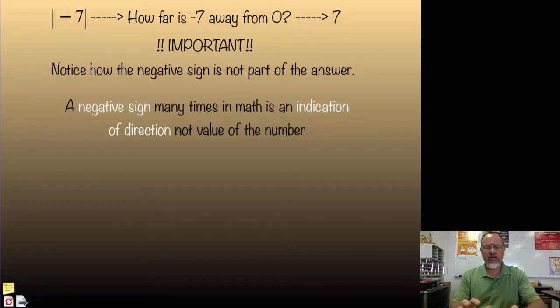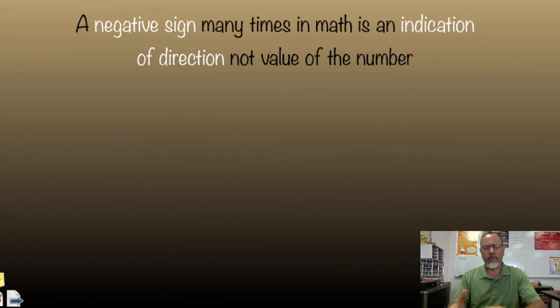Now, let's talk about this negative sign. This is going to be very important later on when we look at adding these numbers and doing some other things. A negative sign can indicate many things. However, many times in mathematics, a negative sign is going to indicate the direction, not the value of the number. It doesn't affect the size of the number. In other words, it doesn't affect that we're 7 units away from 0. The negative sign only indicates that I go to the left. When we're talking about the Cartesian plane later on, when we have the y-axis, the negative sign will indicate down.